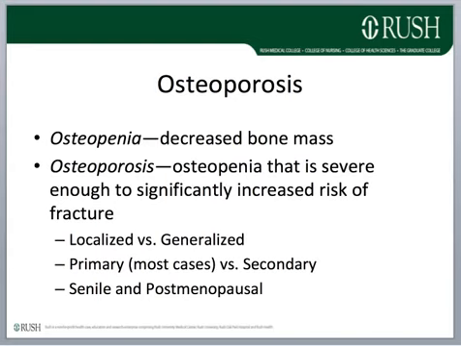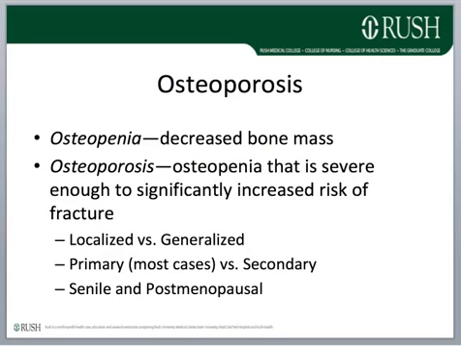Next, I'll talk about osteoporosis. First, a couple terms to define. Osteopenia just means decreased bone mass. It may or may not be pathologic. Some bone loss occurs as a normal part of aging. Osteoporosis, however, is a pathologic term, and this is where osteopenia becomes severe enough that there's a significantly increased risk of fracture. Osteoporosis can either be localized or generalized. You can divide it into primary and secondary forms, although by far most cases are primary.